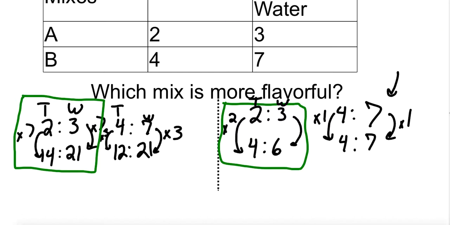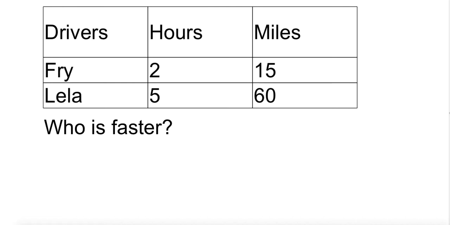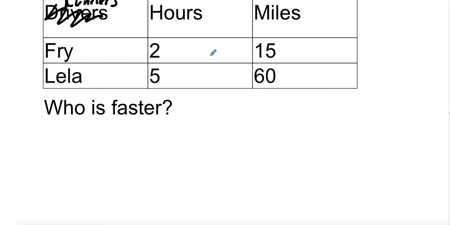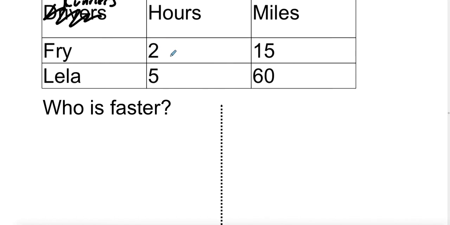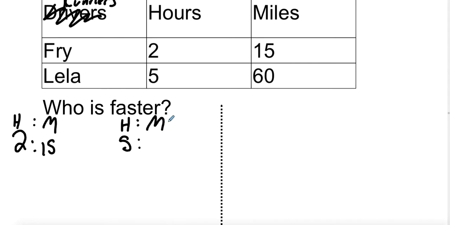Now we're going to use another comparison, and we're going to compare two people running. I should say runners, not drivers. We're going to be comparing these two people and seeing who is the fastest as they run. So Fry and Leela are racing one another. Fry was able to run for 2 hours. I'm going to make a line just to show that we can solve this two different ways. Fry ran 2 hours and covered 15 miles. And Leela did the same thing, but she ran for 5 hours and covered 60 miles.